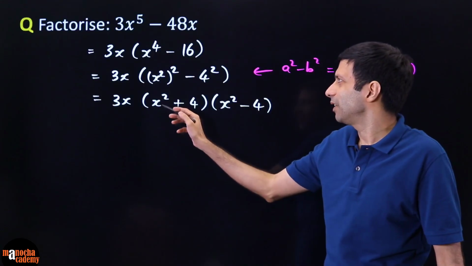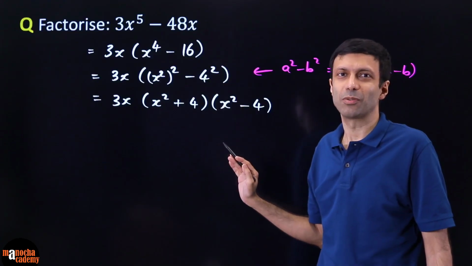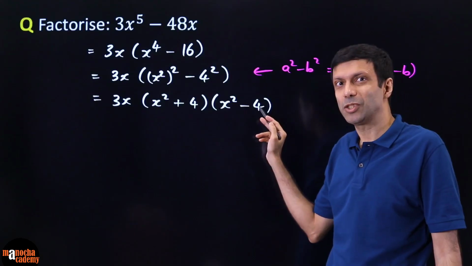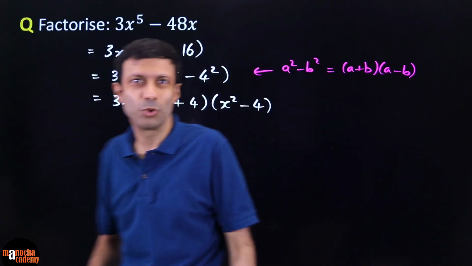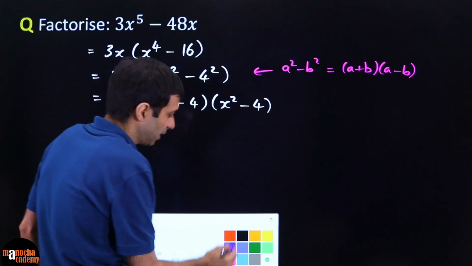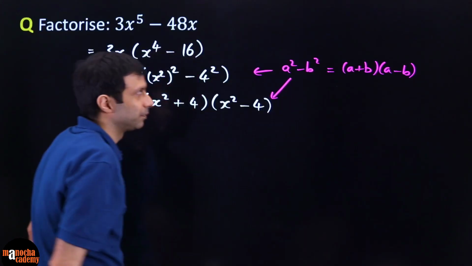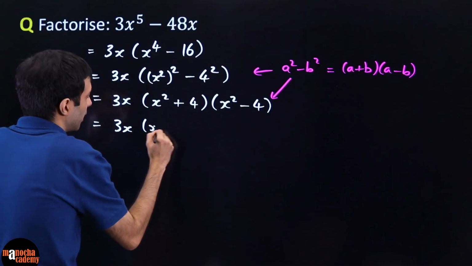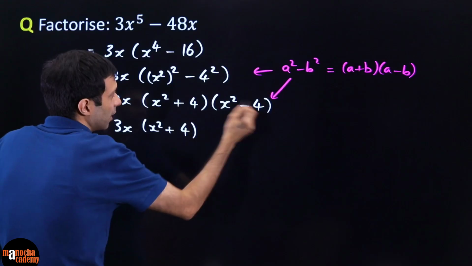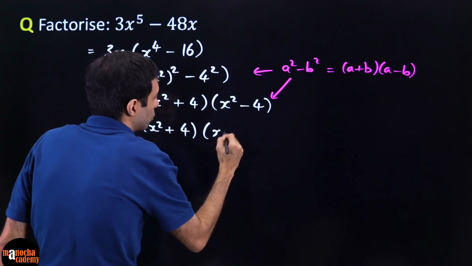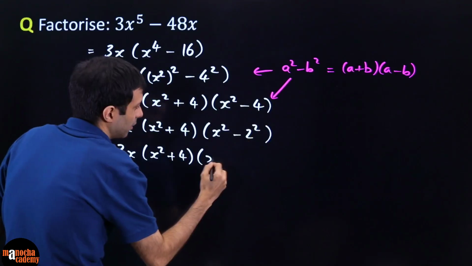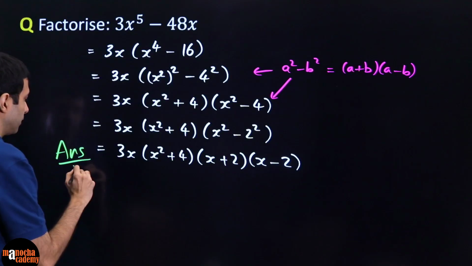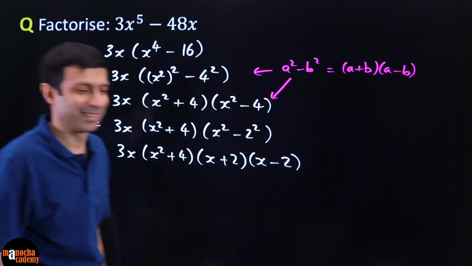We know that a square plus b square cannot be broken down. Remember, we cannot factorize a square plus b square. But again, we have a square minus b square here, the difference of two squares. So once again, we can apply this identity here as well. So finally we are going to get 3x times x square plus 4, and x square minus 4 is nothing but x square minus 2 square, so x plus 2 times x minus 2. That's the final answer here.